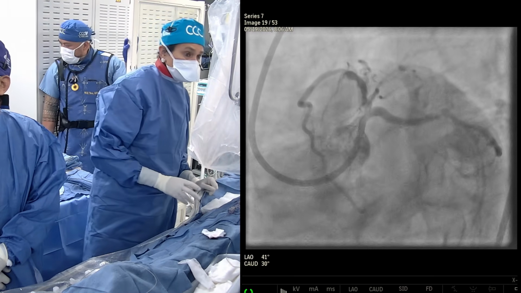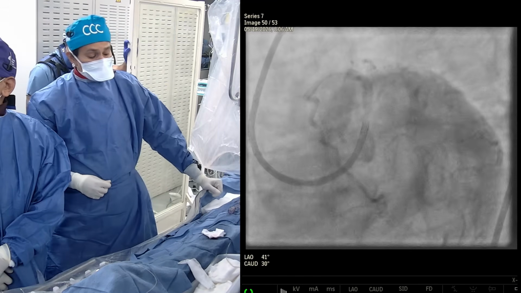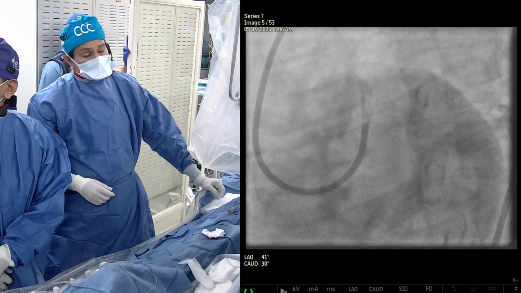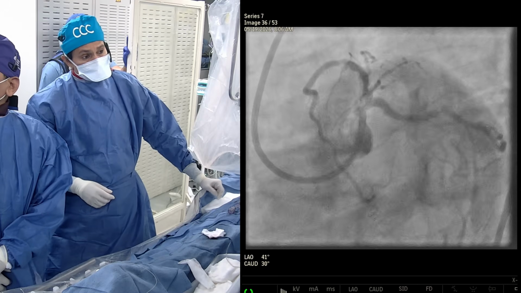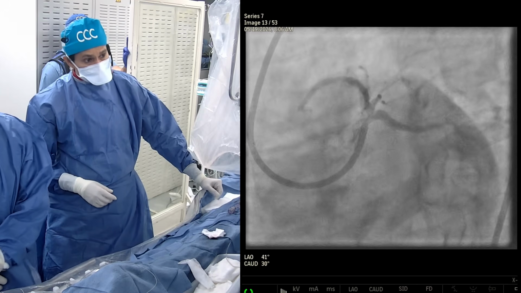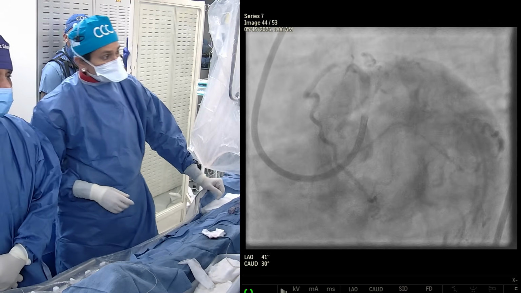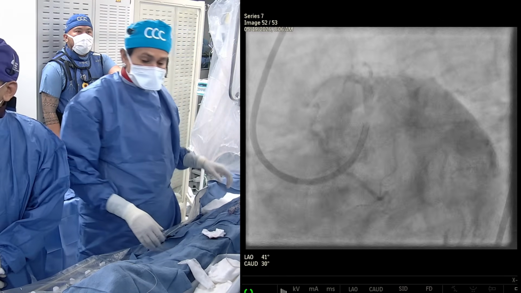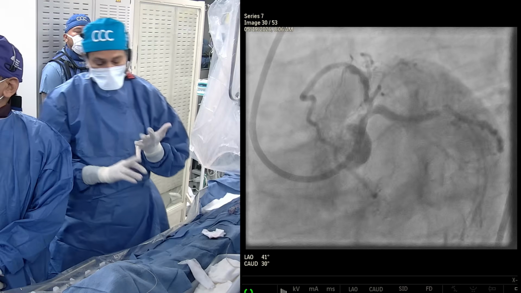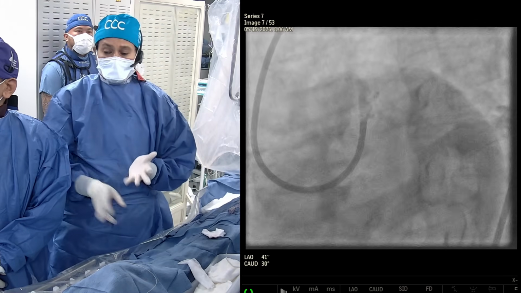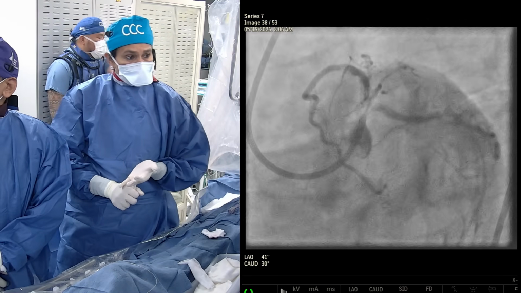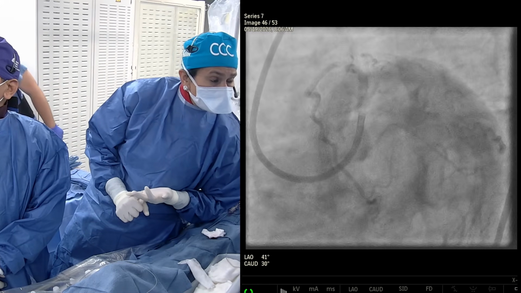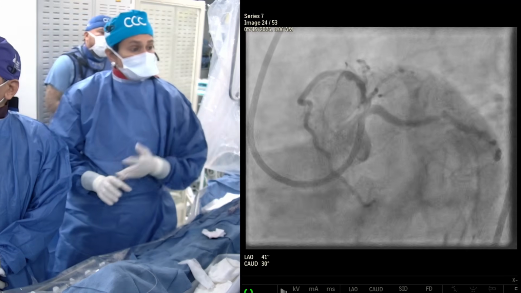We did a wire with the Fielder FC, and we are ready with the 1.75 burr. Question, would you have used a 2 burr versus 1.75? I think this is a large calcific nodule. It will probably require a combined strategy, and we have IVL ready also. So what will we do? We'll do the rotational atherectomy with the 1.75 burr. Then we will wire the LAD, and after that we will do the imaging.